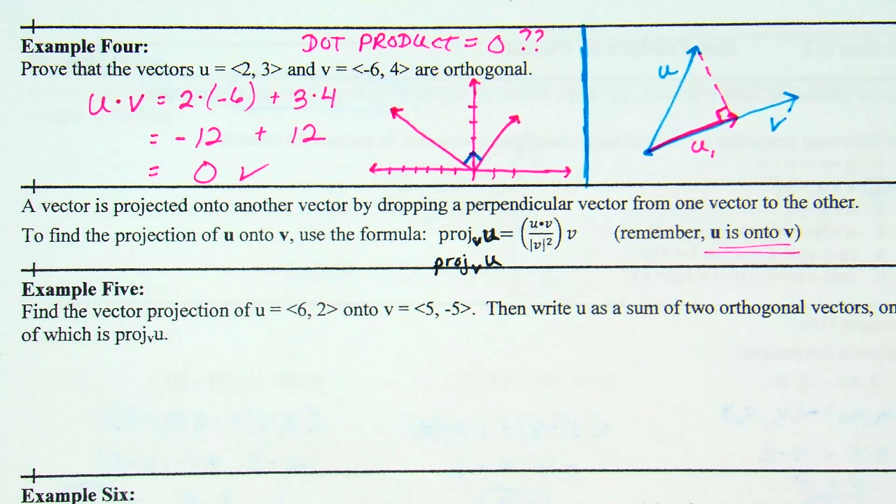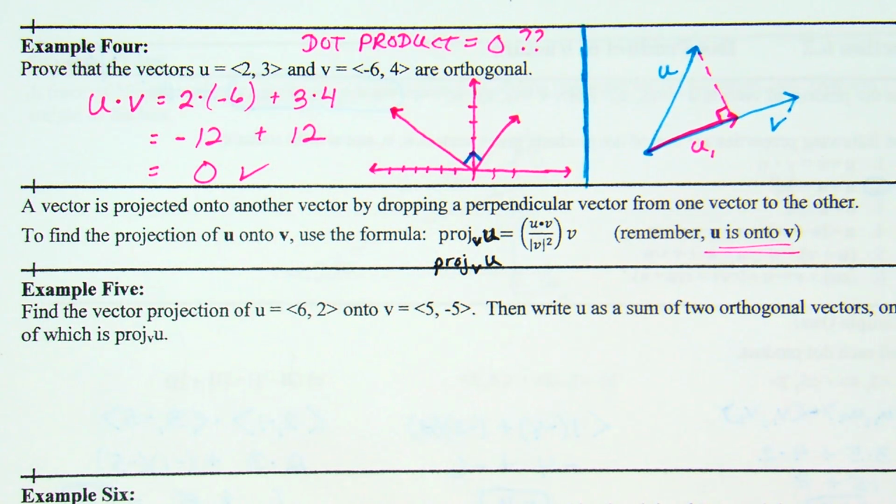And example 5 in the notes is just like, what was it, 25 and 26 in the homework that I said you couldn't do yet? It's exactly what you're going to see there. So let's look at example 5. Find the vector projection of u, which is 6, 2, onto v, which is 5, negative 5. That's the first thing we're going to do. And then we're going to be asked to write u as a sum of two orthogonal vectors, one of which is the projection. So let's worry about the first part.